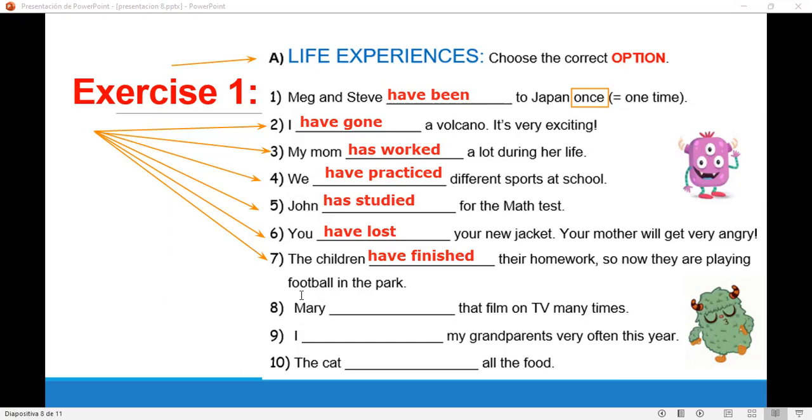Number 8, "Mary, that film on TV many times." Has watched. Okay, very good. Thank you so much. Mary has watched that film on TV so many times. Very good.